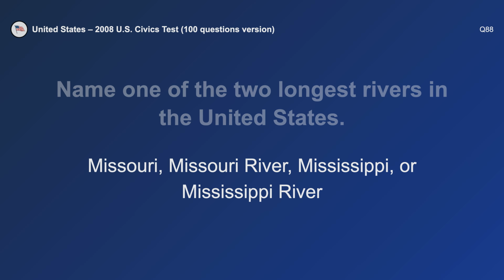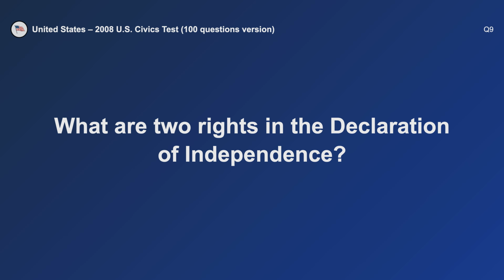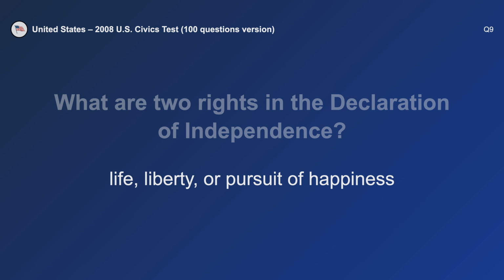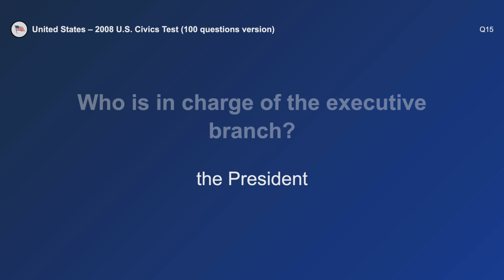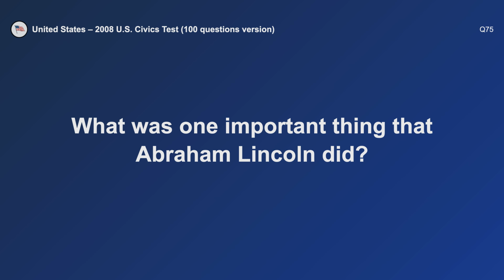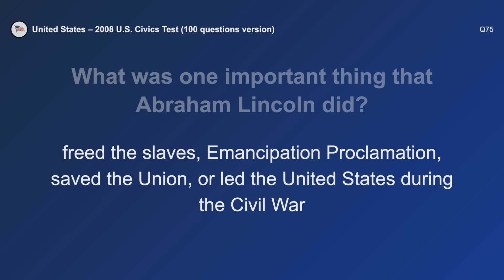Mississippi. What are 2 rights in the Declaration of Independence? Life and liberty. Who is in charge of the executive branch? The president. What was one important thing that Abraham Lincoln did? Freed the slaves.